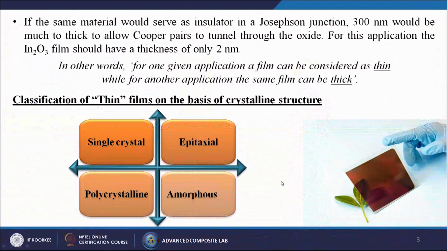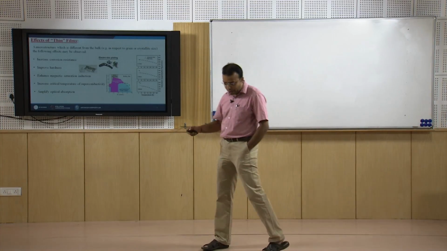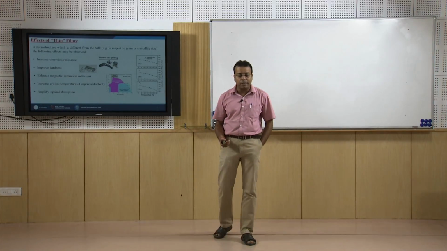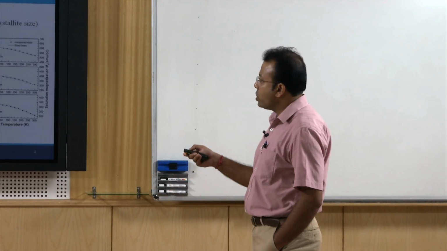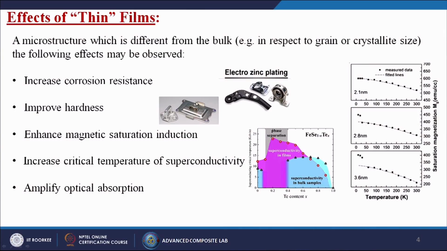Effects of thin films. In this particular slide I am going to discuss what advantages we get if we use these kinds of thin films. A microstructure which is different from the bulk, that means with respect to grain or crystallite size, the following effects may be observed: increased corrosion resistance, improved hardness, and enhanced magnetic saturation induction, which we get from this particular graph. On the right hand side the y axis gives the saturation magnetization, and the x axis gives the temperature.